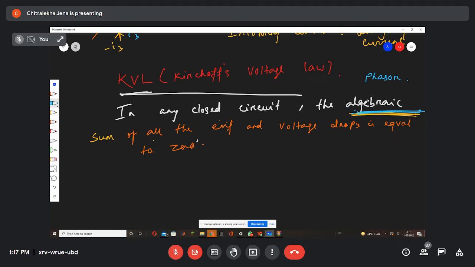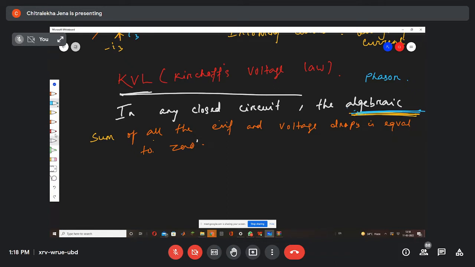Suppose somebody asks you whether Kirchhoff's voltage law or Kirchhoff's current law is applicable to AC circuit. You are reading in DC circuit. Yes, it is applicable to AC circuit, but instead of taking the algebraic sum, there we are taking the phasor sum. Am I clear to all of you? Okay. You will read. I will teach you when I teach the AC circuit. There I will tell you everything. Don't worry. So now it is clear.